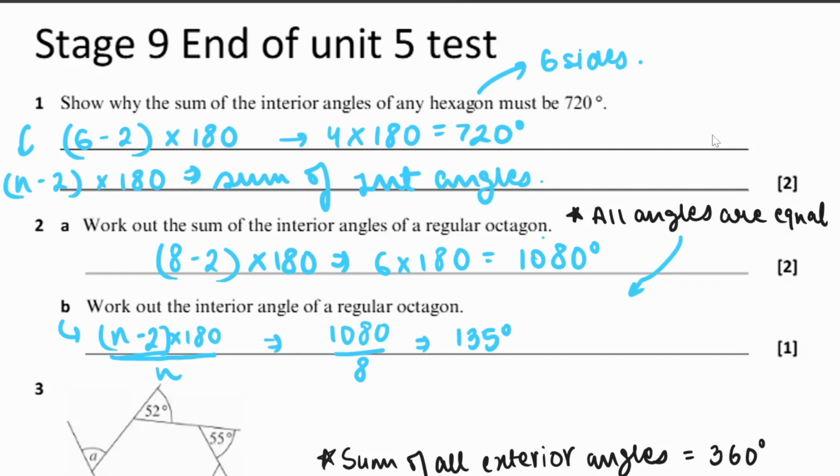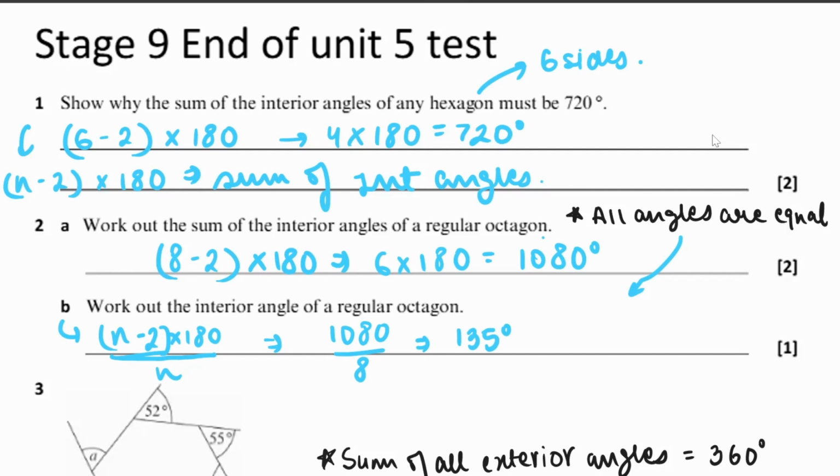So what you have to do in order to gain the 2 marks is that first you mention (n minus 2) times 180, that is for 1 mark, and then you substitute the value, which is (6 minus 2) times 180, and finally you solve that: 4 times 180 is 720 degrees, and then you will be awarded 2 marks.